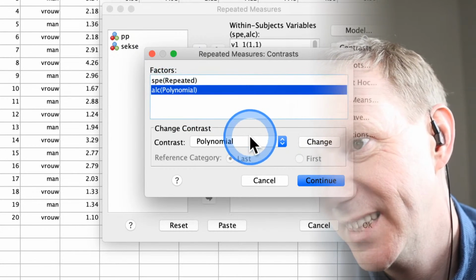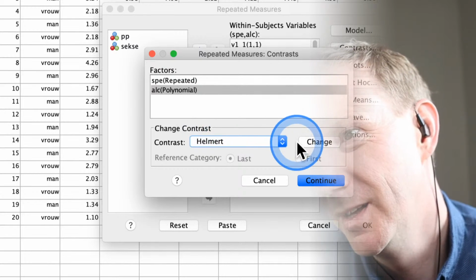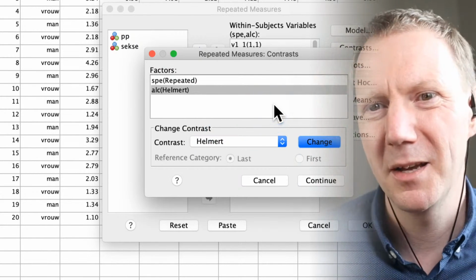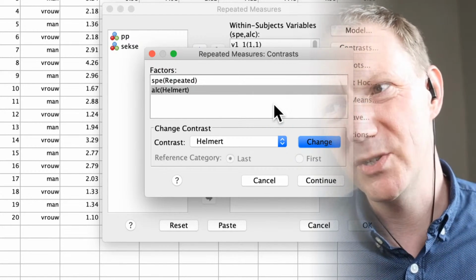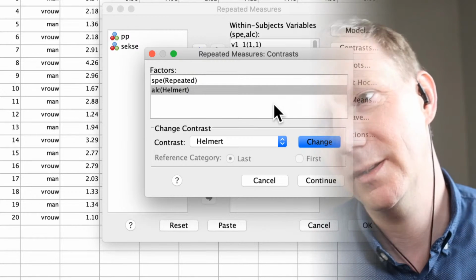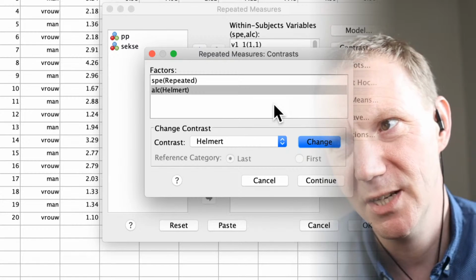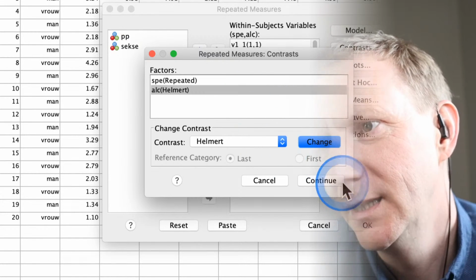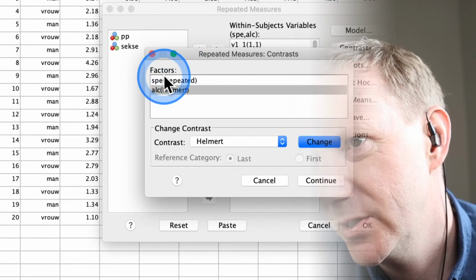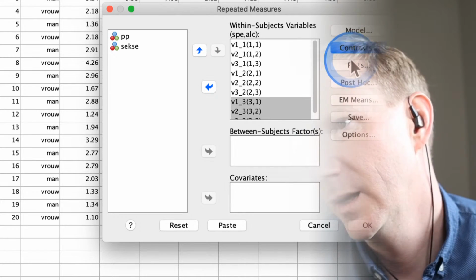But I stated earlier that the Helmert contrast is actually the best one in terms of not violating the assumption of using more variance than there is. But then again, I told you, it doesn't always give an answer to the hypothesis that you have. I think Field specifies using the repeated for the repeated measures ANOVA, but I'm not sure.